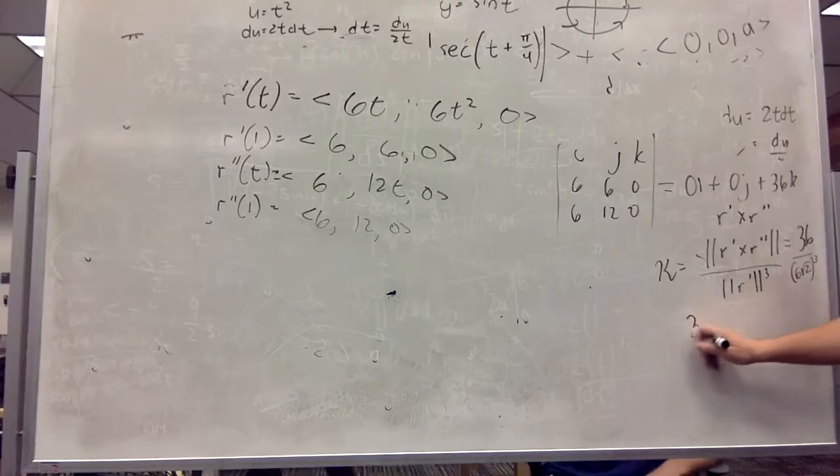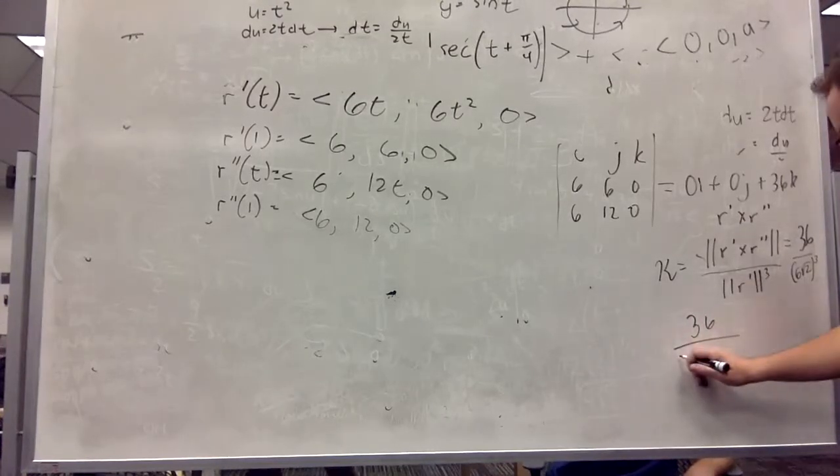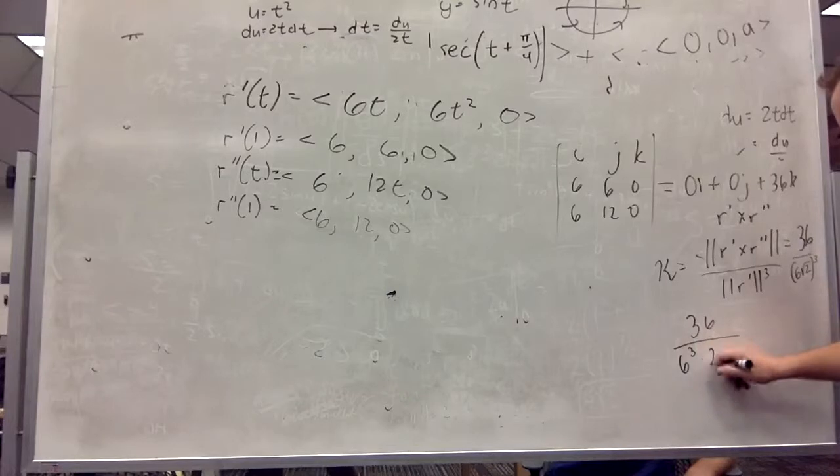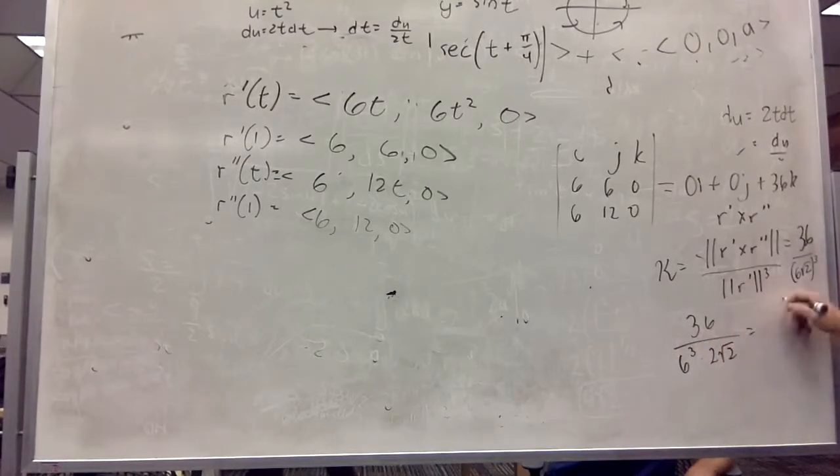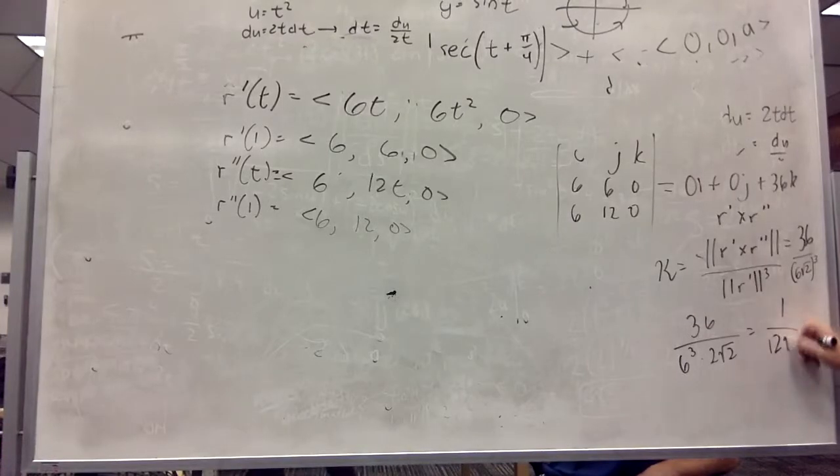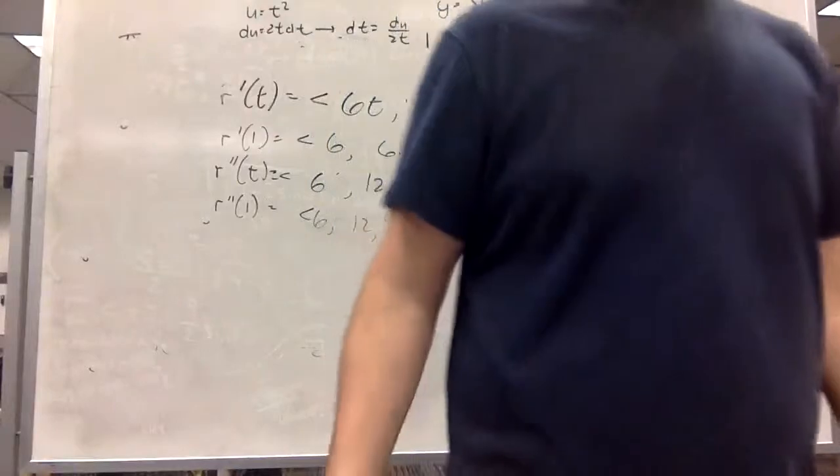It's going to give me 36 over 6 cubed times 2 root 2, which gives me 1 over... It's 12 over 2. That's the curvature. Last thing is determine the curvature of r of t equals 2 cosine t, 3t, 2 sine t.